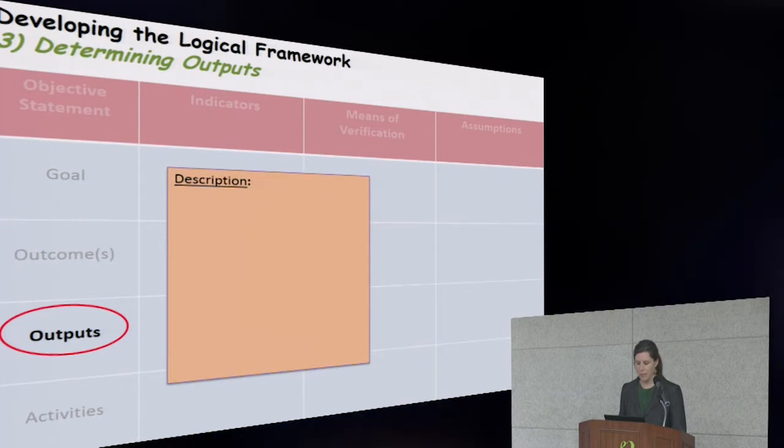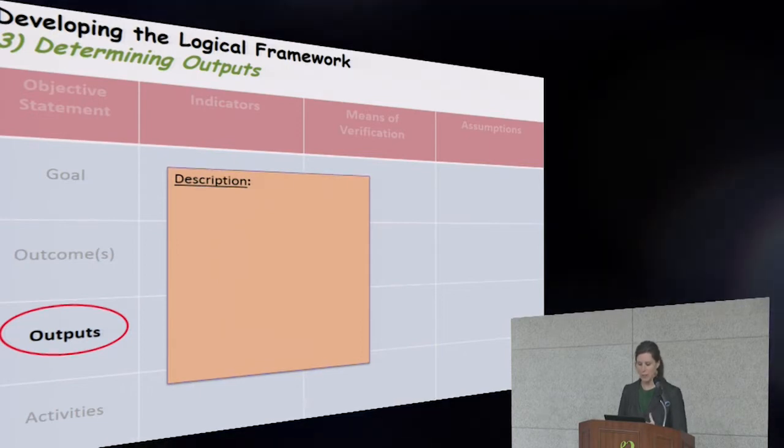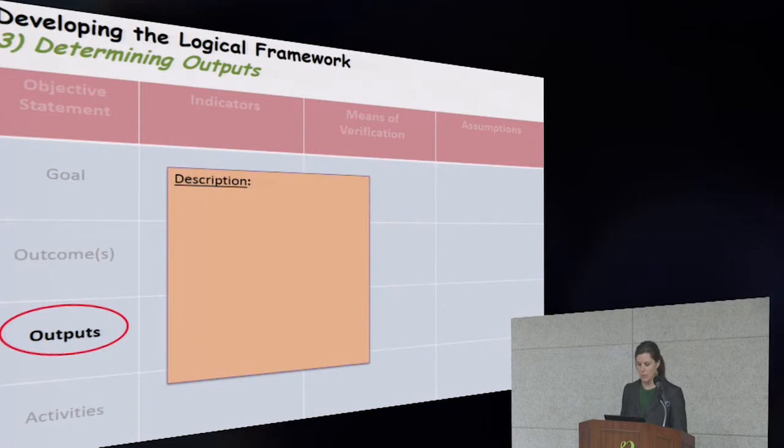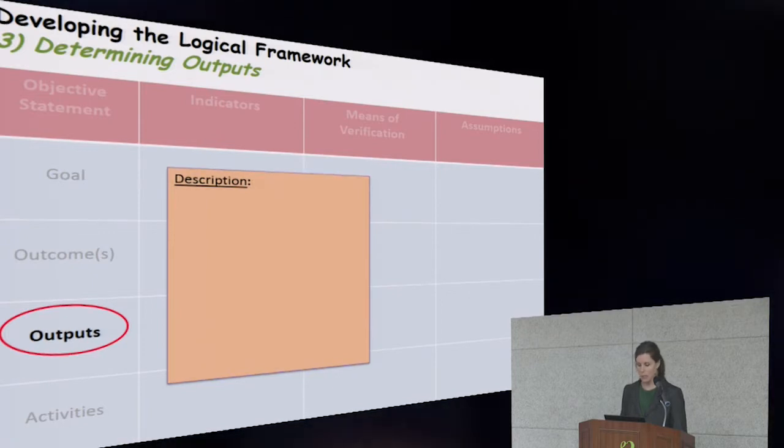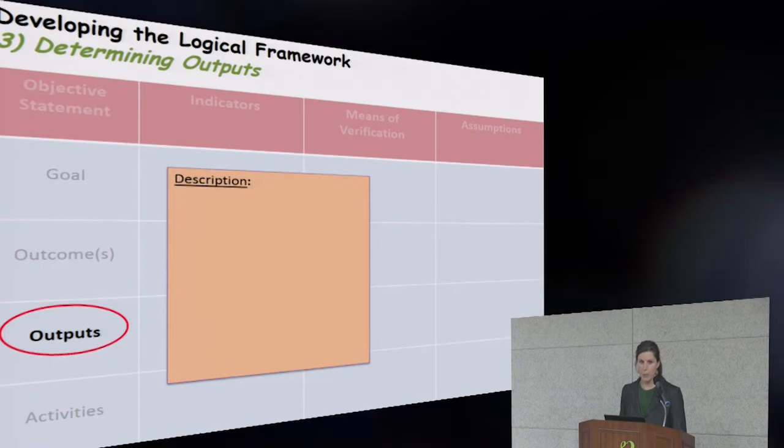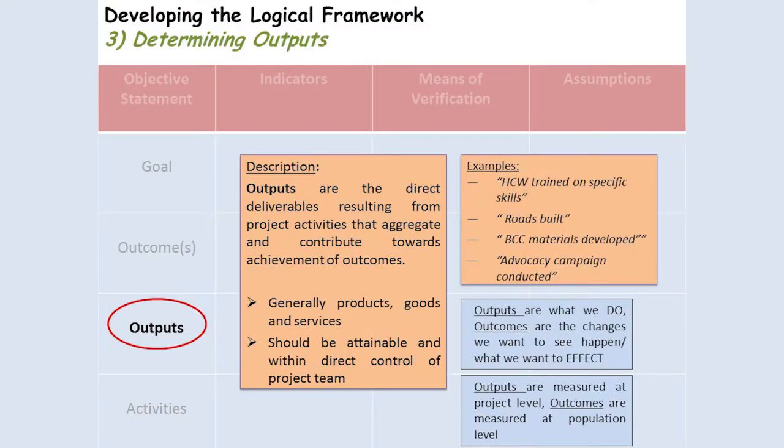Then, following the development of our key project outcomes, the set of deliverables needed to achieve those outcomes needs to be determined. So these are the outputs. Outputs are the direct deliverables resulting from project activities that aggregate and contribute towards achievement of outcomes. These are generally products, goods, and services, and they should be attainable and within the direct control of the project team.